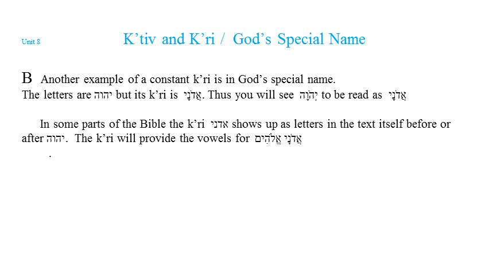In some parts of the Bible, the Kri, Adonai, as a word in letters, shows up directly in the text itself. And sometimes it will show up before the Tetragrammaton, and sometimes it will show up after the Tetragrammaton. In either case, when you end up with the Tetragrammaton and the printed letters of Adonai, it will always be read as Adonai Elohim. Let's go take a look at that more specifically.